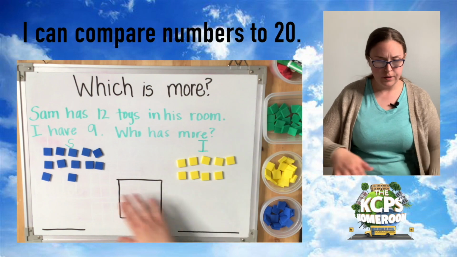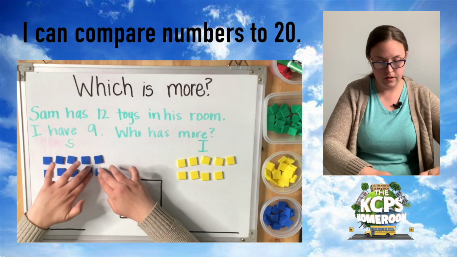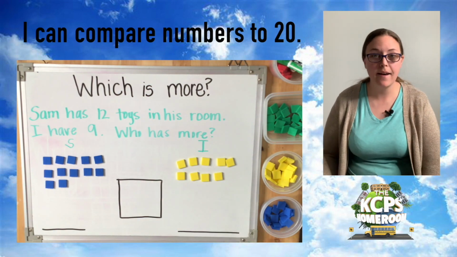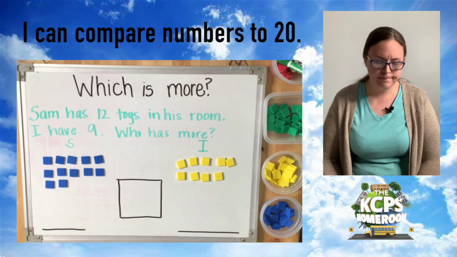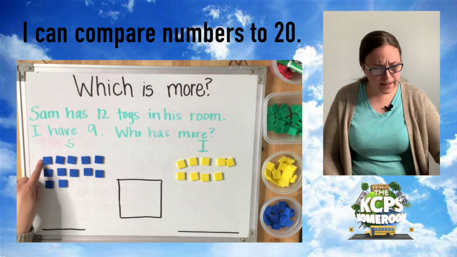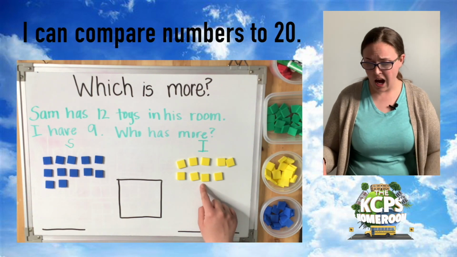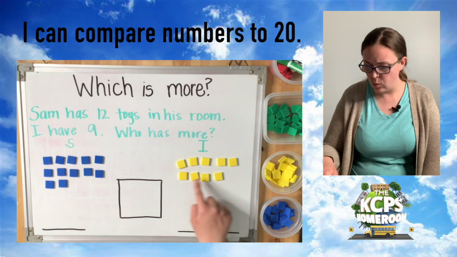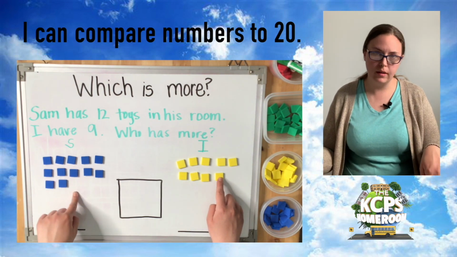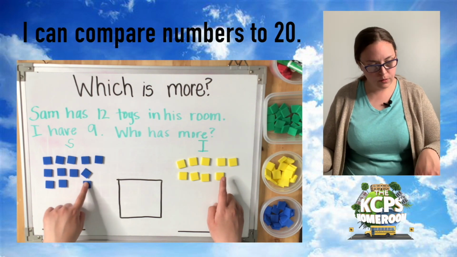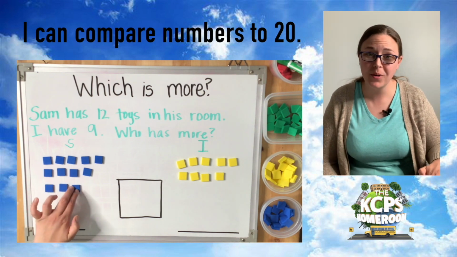Okay. So here is a model of Sam's toys. He has 12. Here's a model of my toys. I have 9. Looking at our models, who has more? Well, I see that Sam has 2 rows of 5. And I see that I have 1 row of 5 and 1 row of 4. So that must mean that Sam has more than me, right? So I'm going to move this counter down here. These are the toys that Sam has that are more than mine.